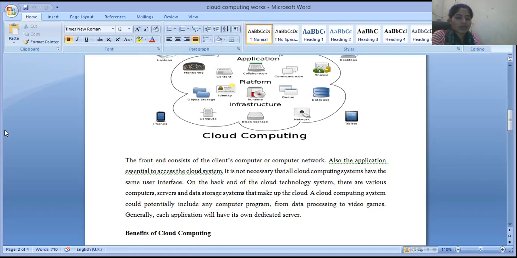On the back end of the cloud technology system, there are various computers, servers, and also data storage systems that make up the cloud. Cloud computing can potentially include any computer program, from data processing to video games. Generally, each application will have its own dedicated server.